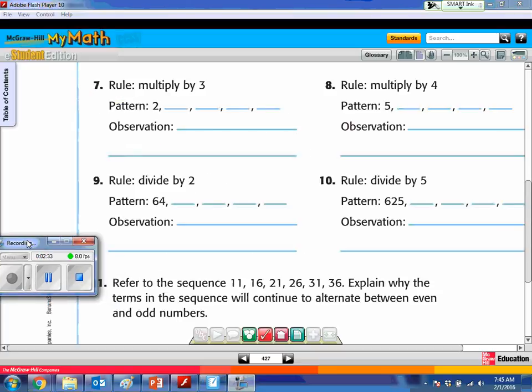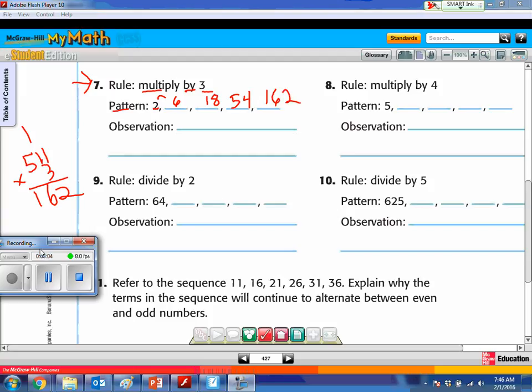Let's take a look at this question number 7. First off, they give us the rule is to multiply by 3, and the pattern starts with 2. So 2 times 3 equals 6. 6 times 3 equals 18. 3 times 18, that equals 54. And 54 times 3, well, that is 162.